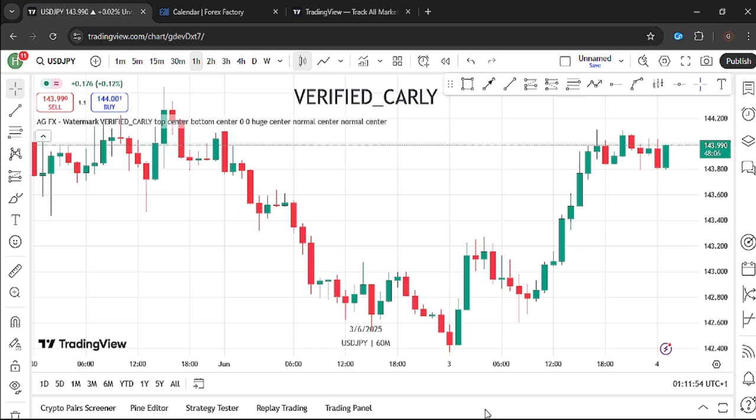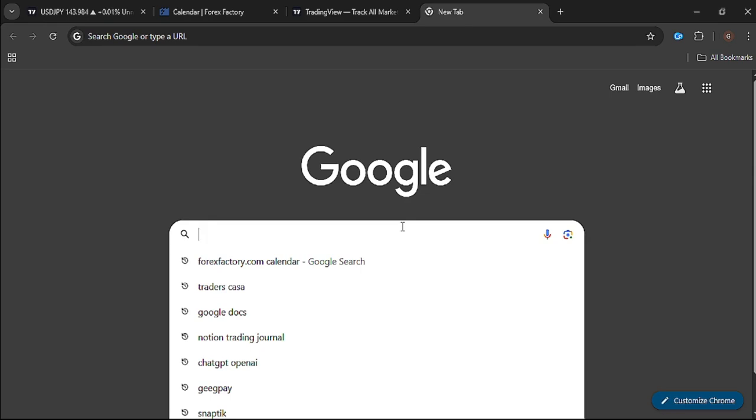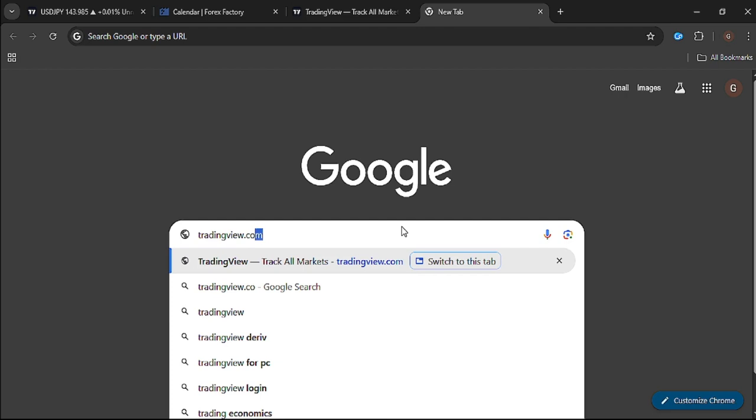Secondly, how to create a TradingView account. If you are using a mobile phone, you can just head over to your App Store or Play Store and search for TradingView. Then you can download the application there. But if you are on PC, search tradingview.com.